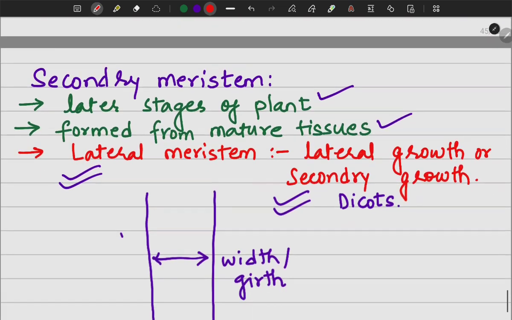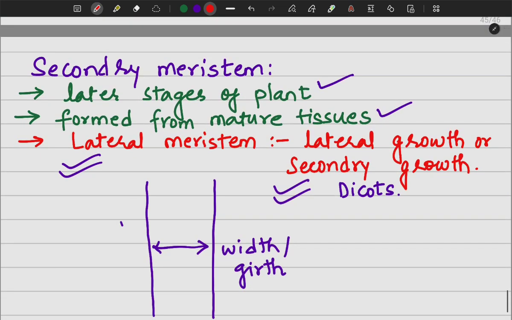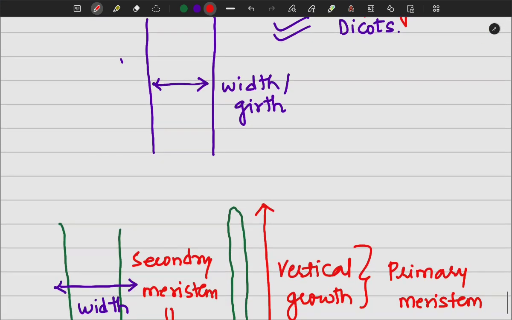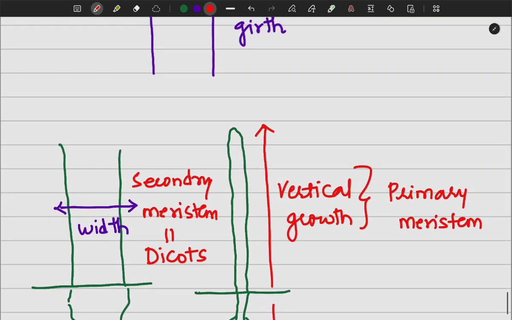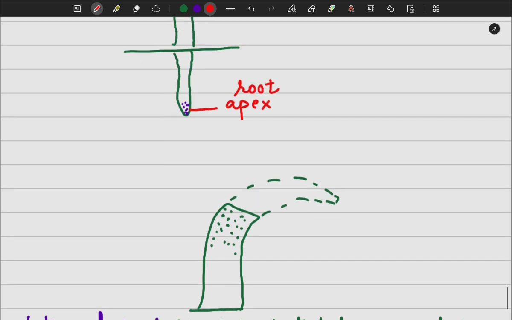Then the second type is the secondary meristem, which is found at the later stages and is mainly responsible for the secondary growth or growth in the girth or width of the plant. Examples of secondary meristems are vascular cambium and cork cambium. Alright, so this was about the meristematic tissue.